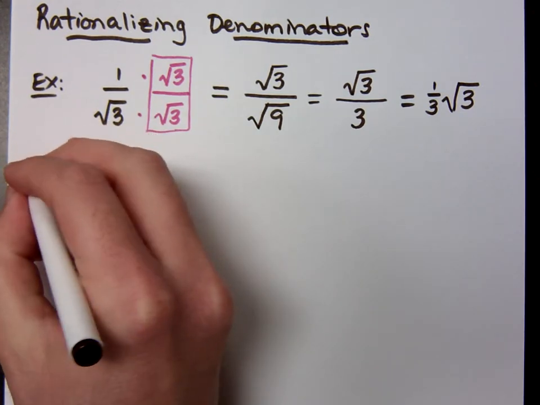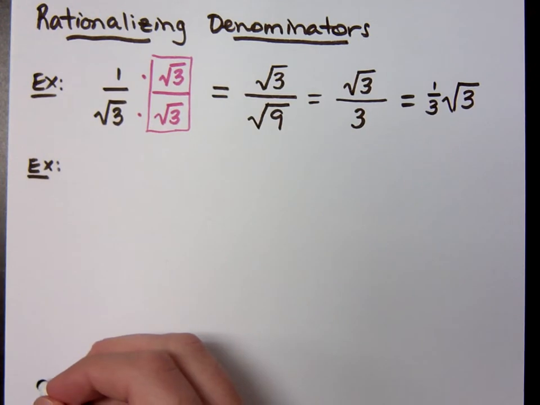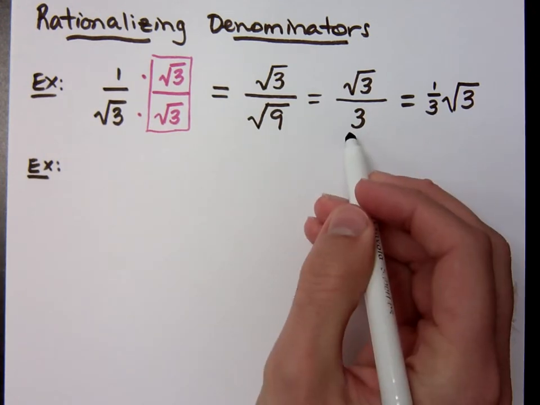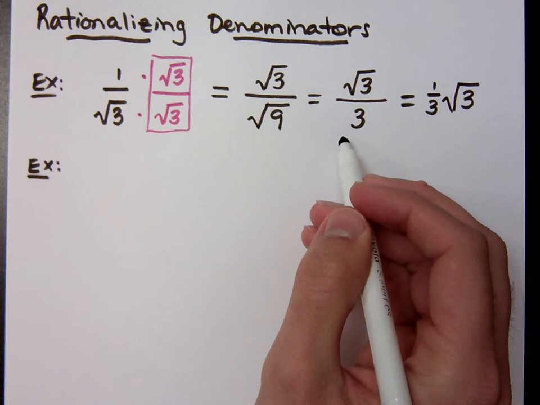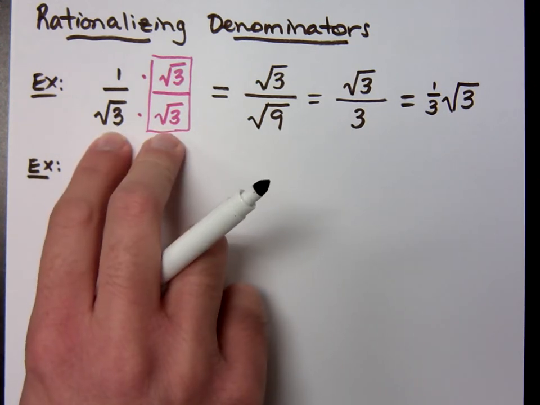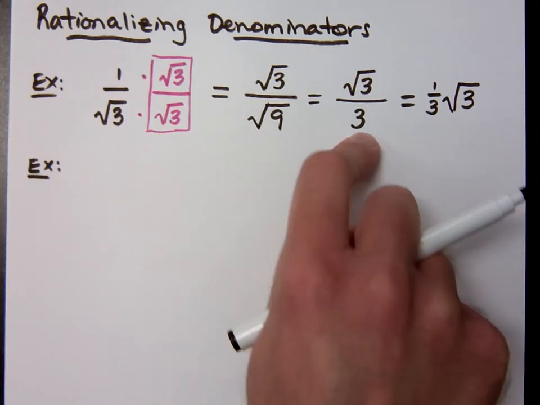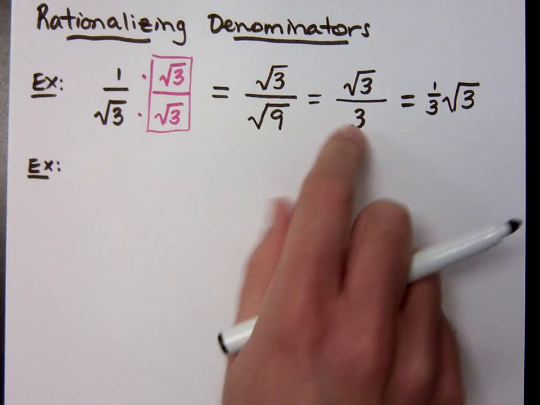How do you get the whole number of 3 then? What's the square root of 9? Yep. So I multiplied this so that I could create a perfect square in the radical, so that when I simplified it, I don't have a radical in the denominator.